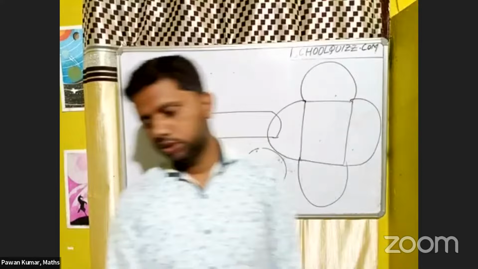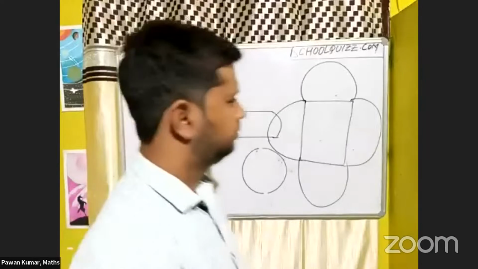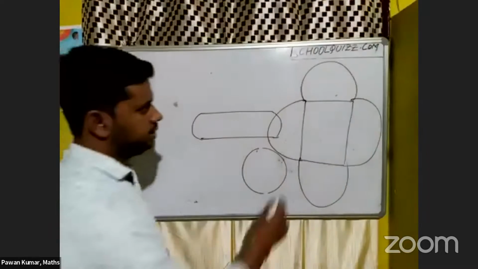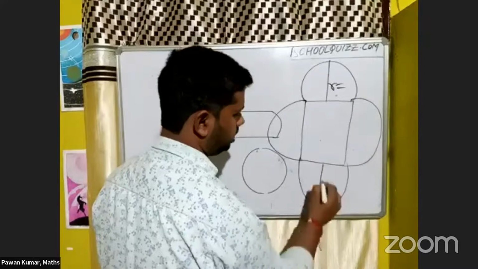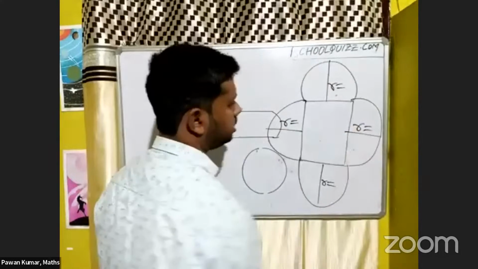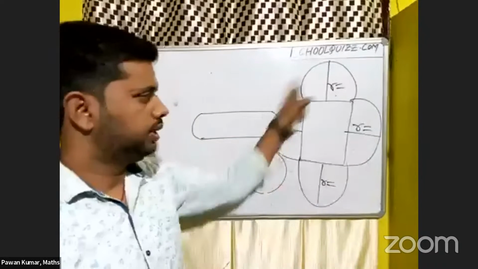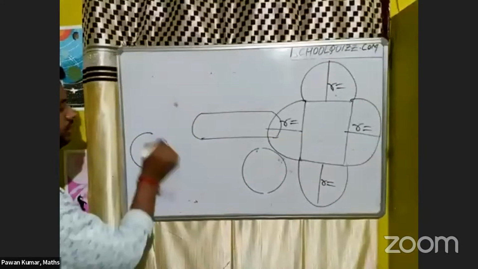Correct. If I ask you the area of this ground, this is a semicircle, so this will be some radius. This is a semicircle, this will be the radius. So suppose if I want to find the area of this total ground, simply if I add these two semicircles, I'll get one circle of radius.